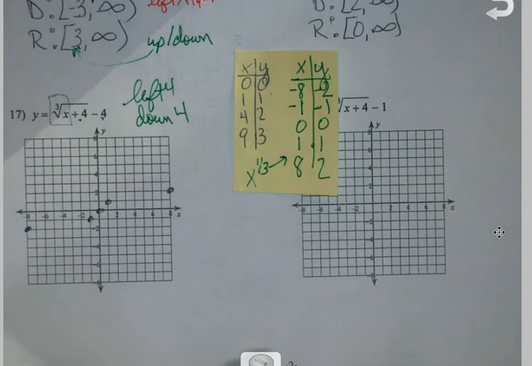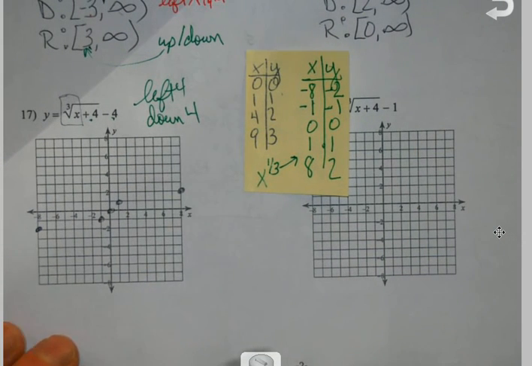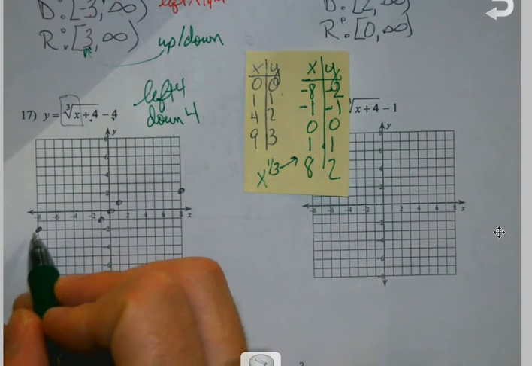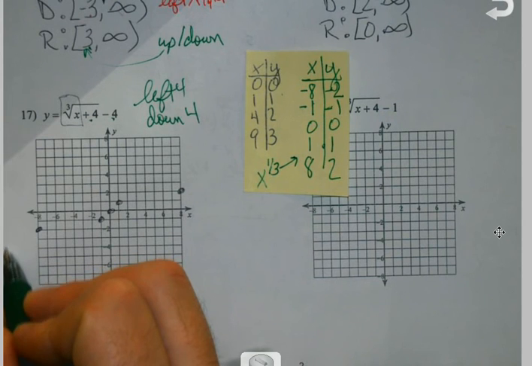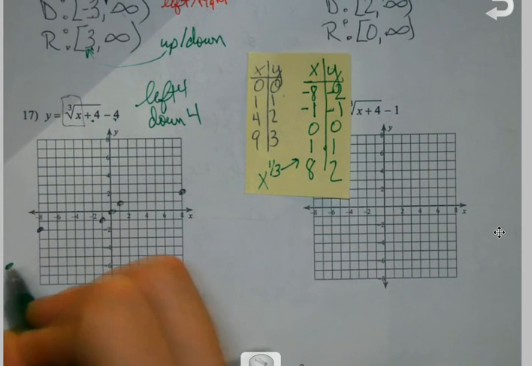Kind of get that snake figure going through, kind of slithers through. And then, oh, this is going to be real crazy trying to graph. Okay. Left 4, good luck, Harty, on this one. Left 4 and down 4.